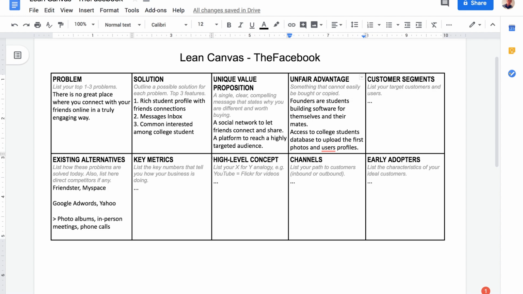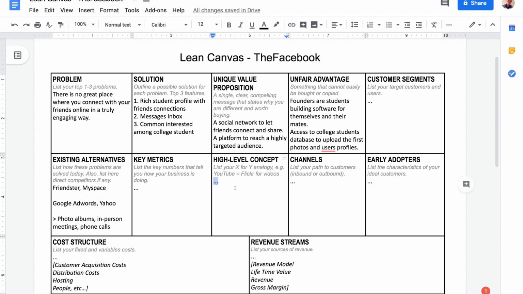High-level concept block. How can we mirror Facebook idea comparing to existing solutions at that time? For end users, I think we can name it something like a Friendster for college students. What about advertisers? Can it be something like AdWords for college students? So you can kind of advertise your stuff for a specific audience, which in that case was college students.